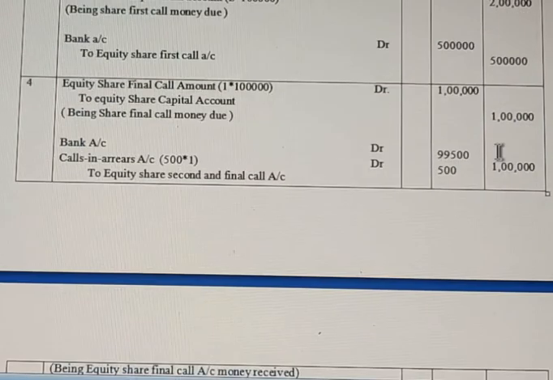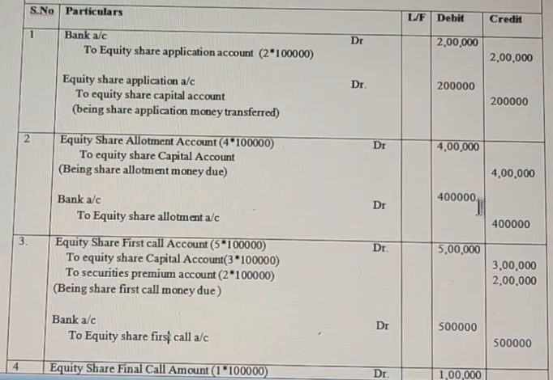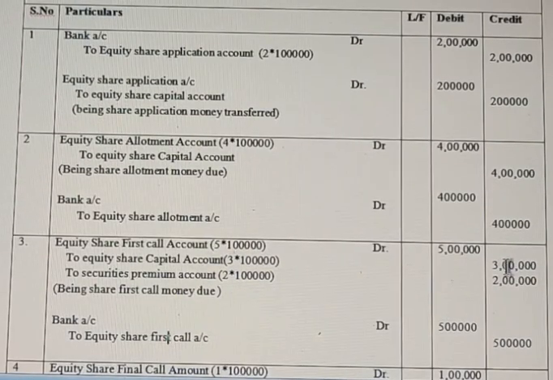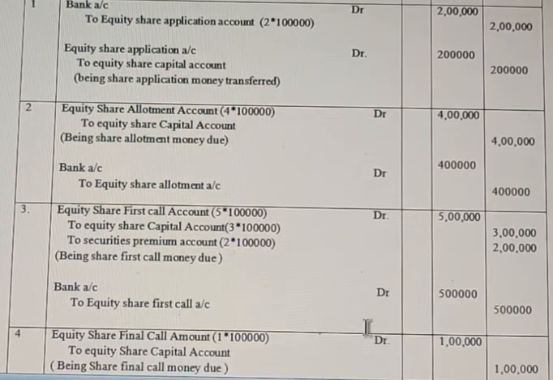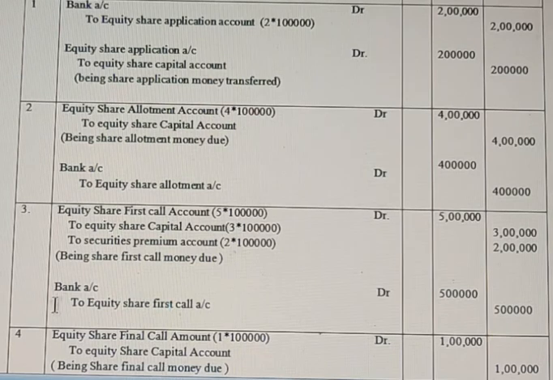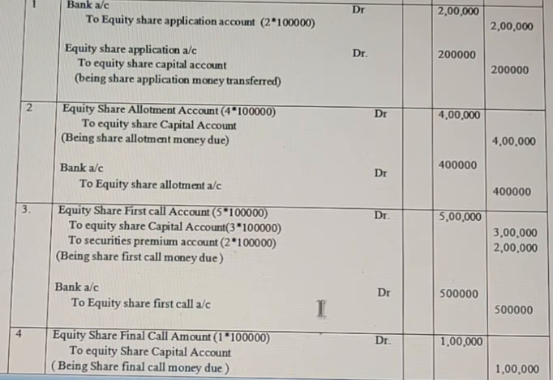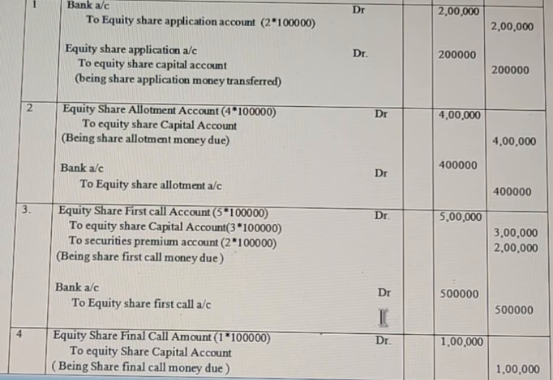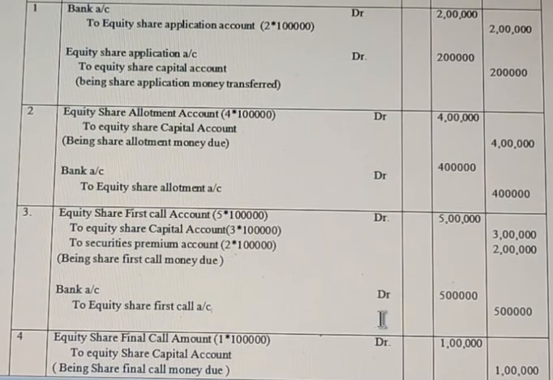In total you're collecting 5 lakhs. 3 is actual first call value, 2 will be the premium value. Now the next journal entry in the same stage will be bank account debit to equity share first call account. This is for the actual money that you have received in the first call.